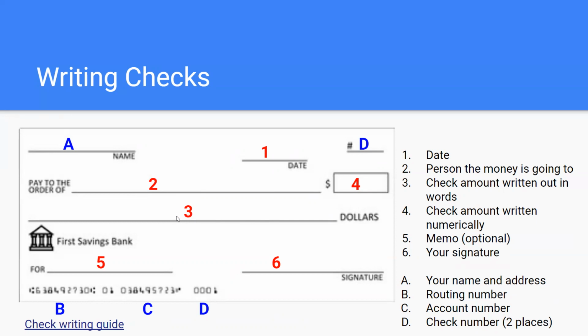Number 3 is the check amount written out in words. So you have to write out the whole number word by word, not by digits. Number 5 is a memo. You don't have to put anything there if you don't want to, but it helps to put something there so you remember what the payment was for. And then if you're writing the check to somebody, you have to sign your name here, and that will verify the check so that the person that you gave it to can then cash it.